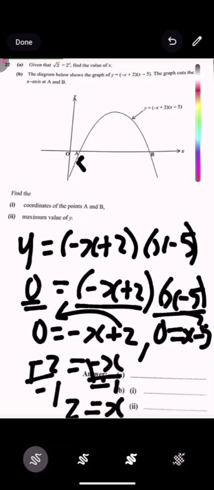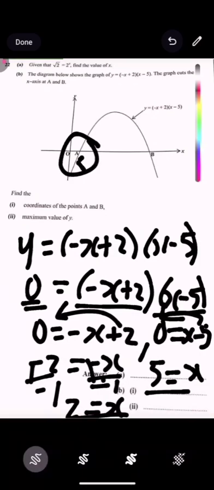Here you can take negative 5 this side, it becomes positive 5x. So x is 5, x is 2. But the question says find the coordinates. So coordinates must be this comma this, this comma this. So here and here. And also you have to say that A is this.